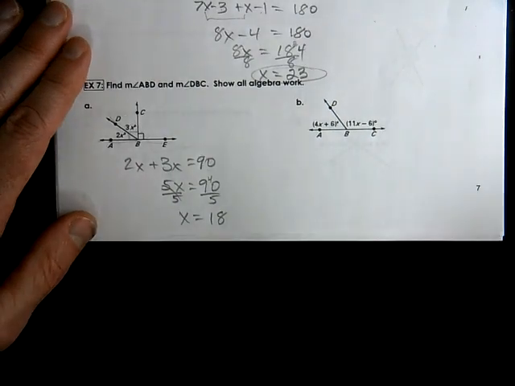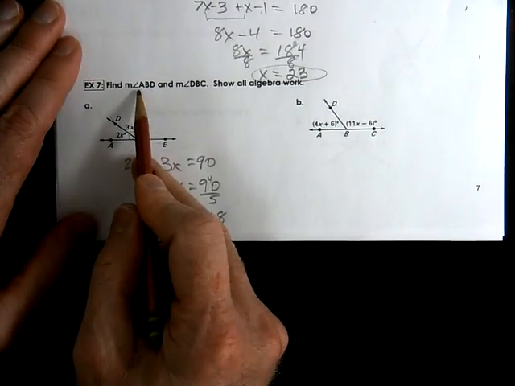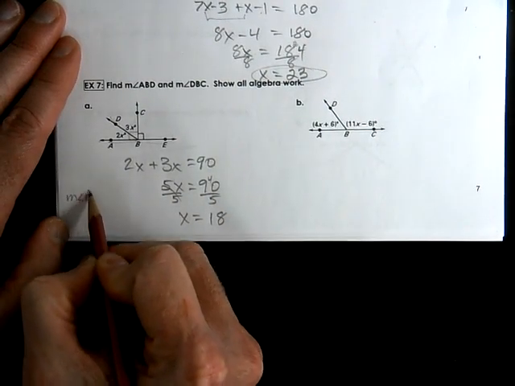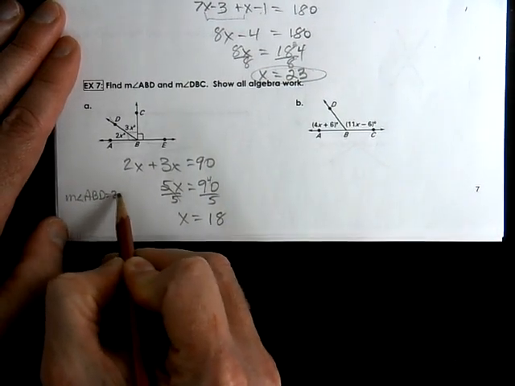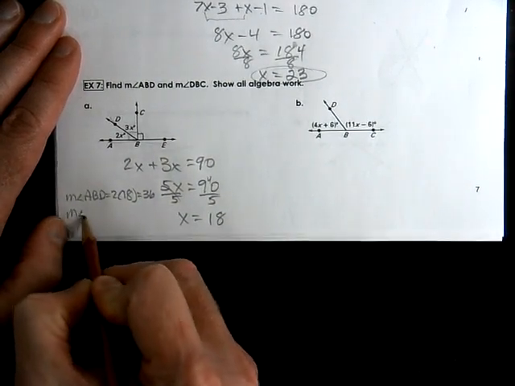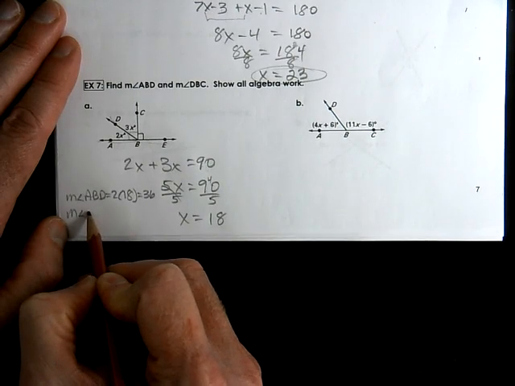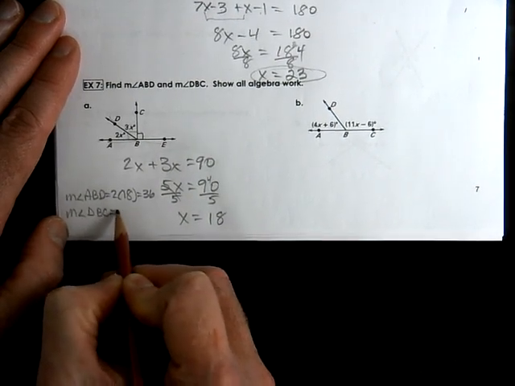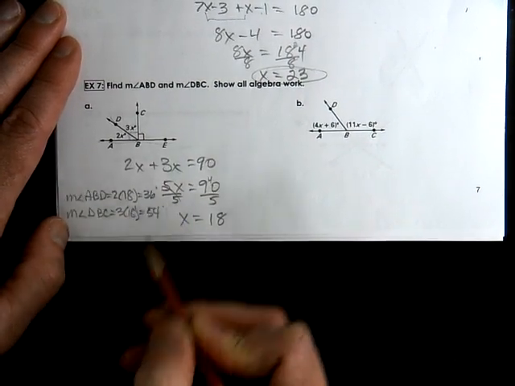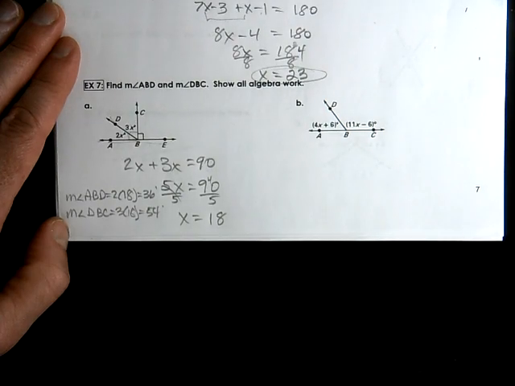But you want to be sure to answer the question. The question is, what's the measurement of angle ABD? The measurement of angle ABD was 2 times 18, which was 36. And we're looking for the measurement of angle DBC. That's 3 times 18. That's 54. 36 degrees and 54 degrees. So you need to plug in the numbers if they're asking you for the value of the angle.